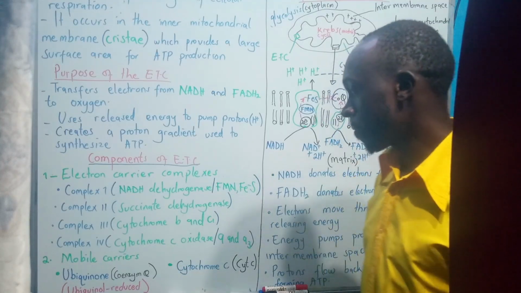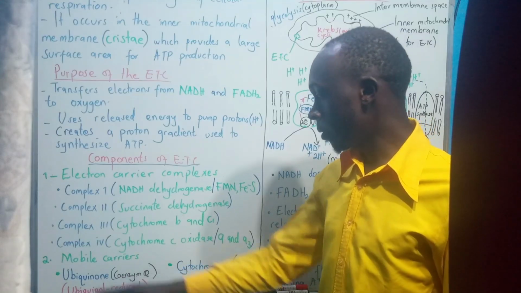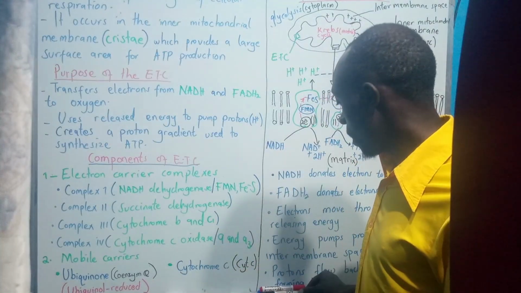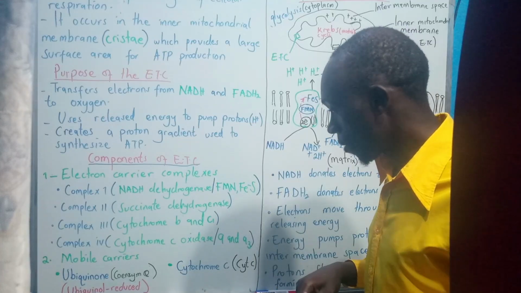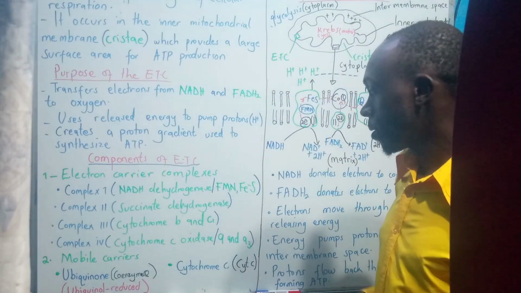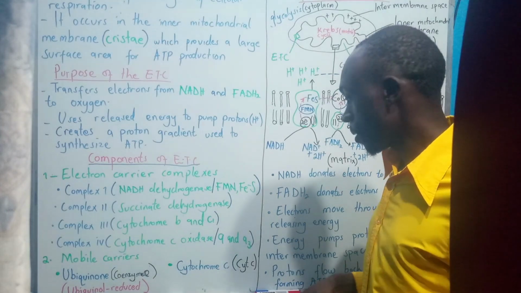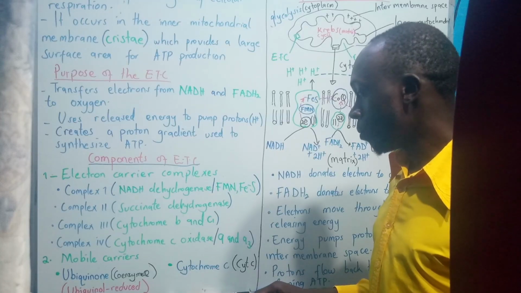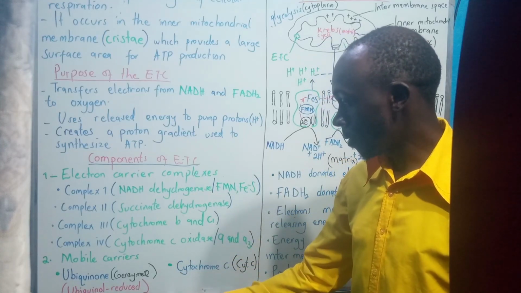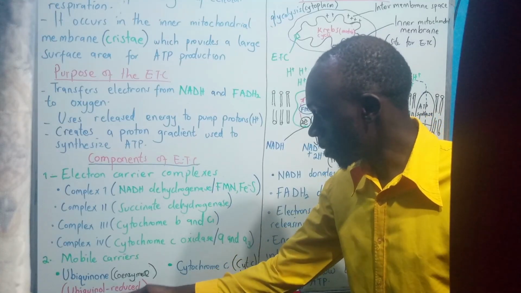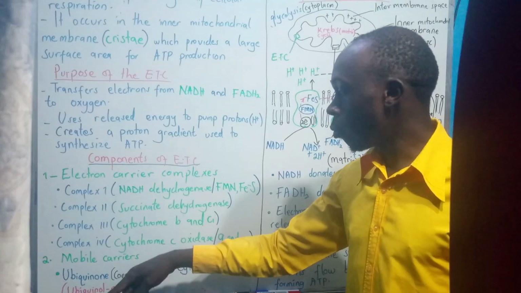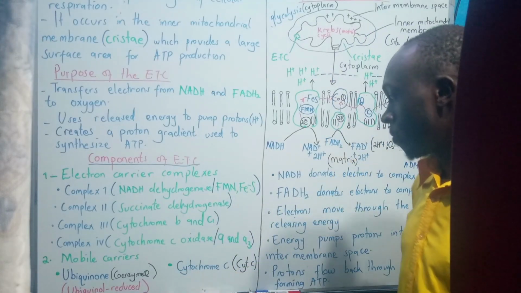So the mobile carriers, number 1, we have what we call ubiquinone. Ubiquinone, sometimes you can call it coenzyme Q. In animals, we find coenzyme Q10. So coenzyme Q, sometimes you can call it ubiquinone. The reduced version of ubiquinone, we can call it ubiquinol, which is carrying an electron. So if ubiquinone receives an electron, it is going to be reduced to form what we call ubiquinol. So it is the reduced version of ubiquinone.